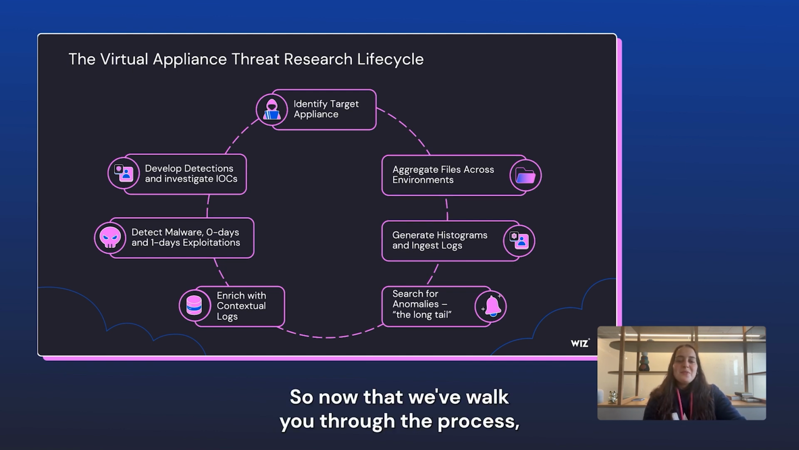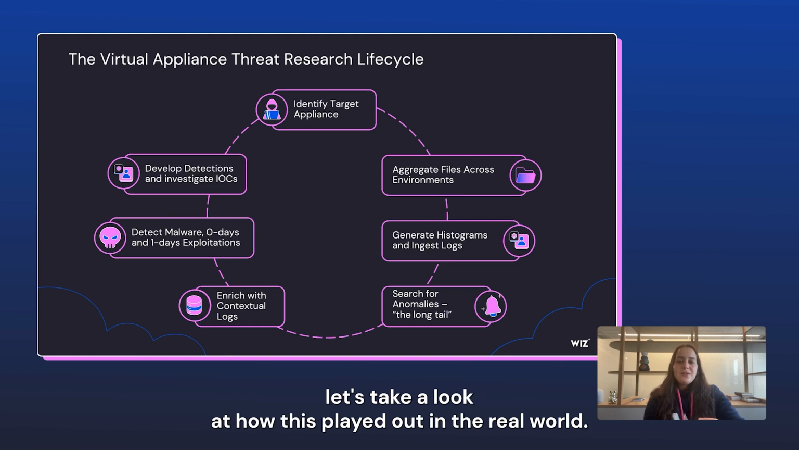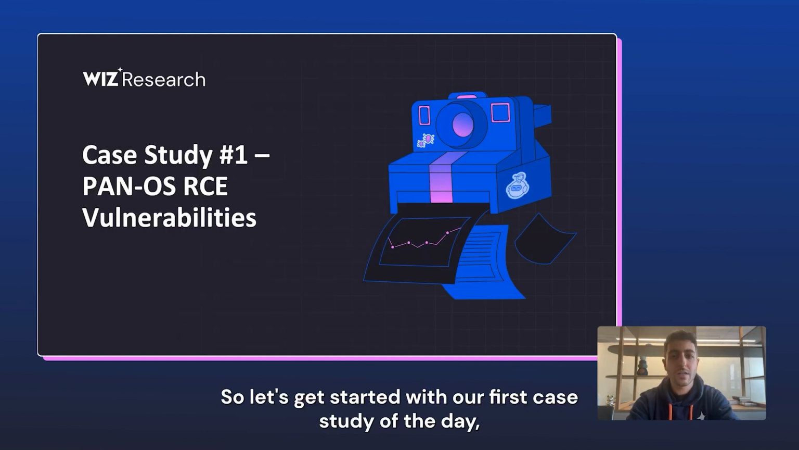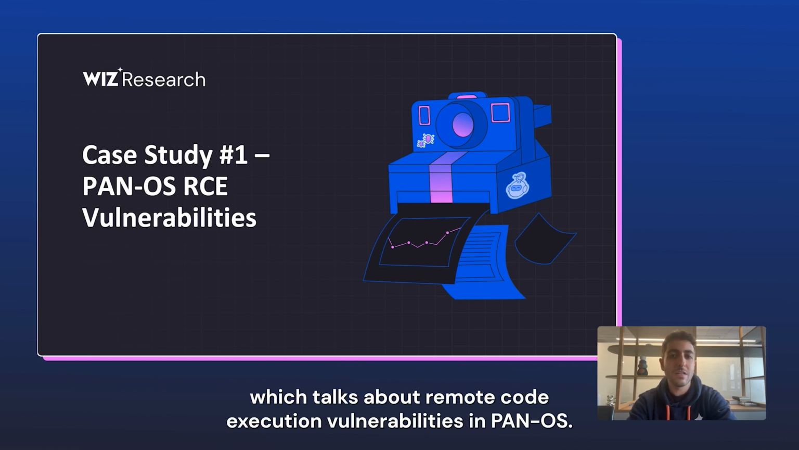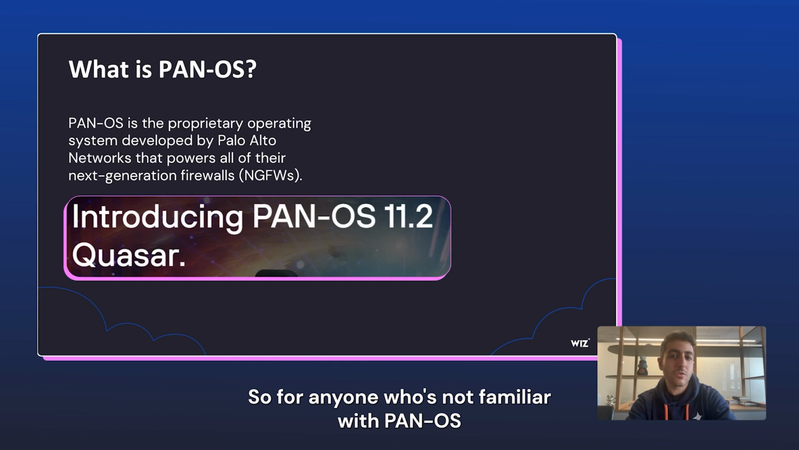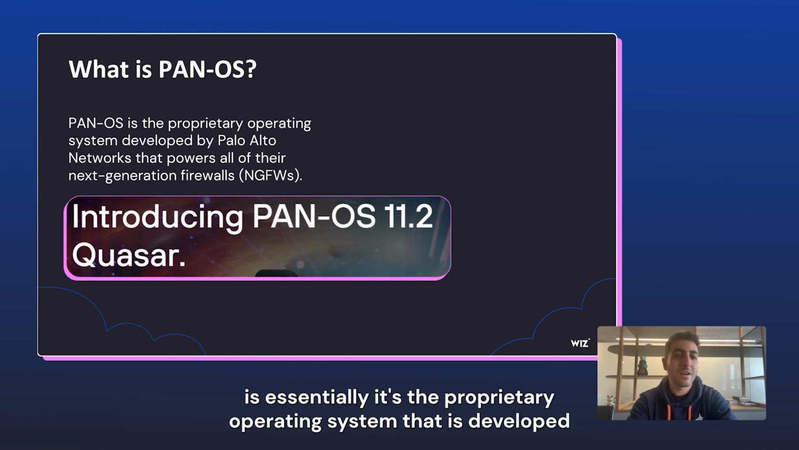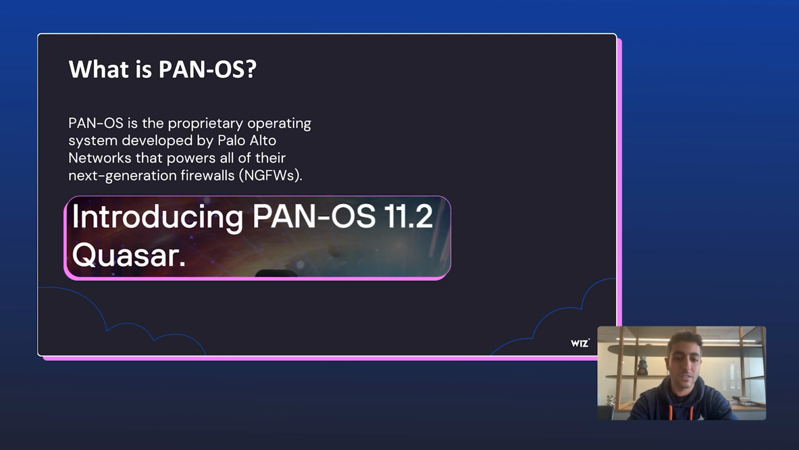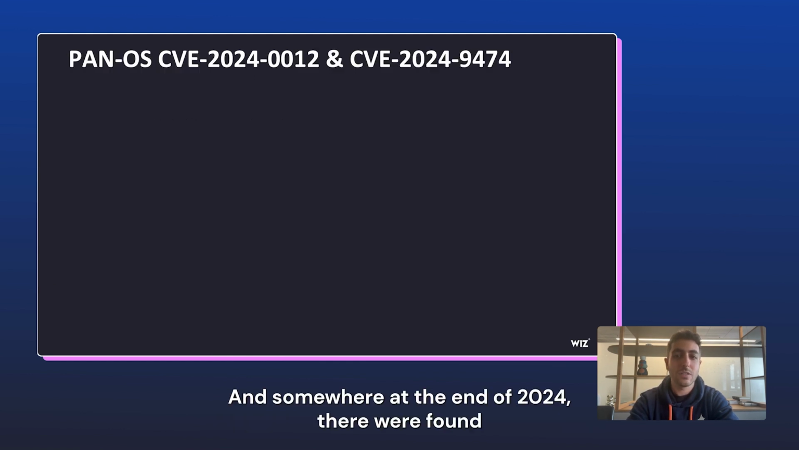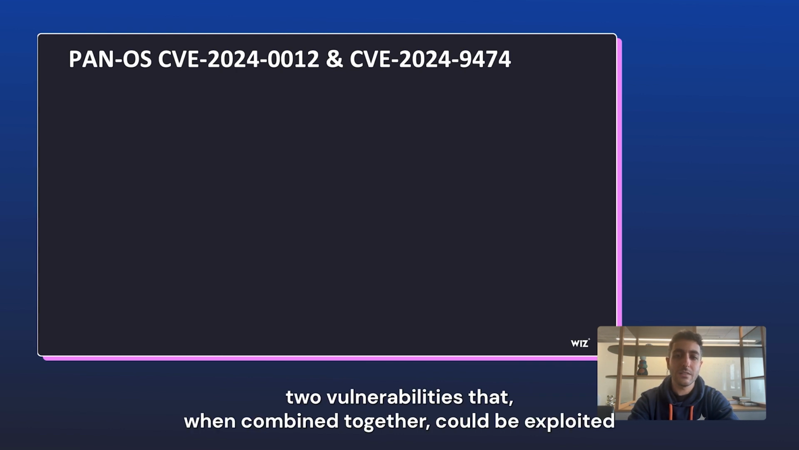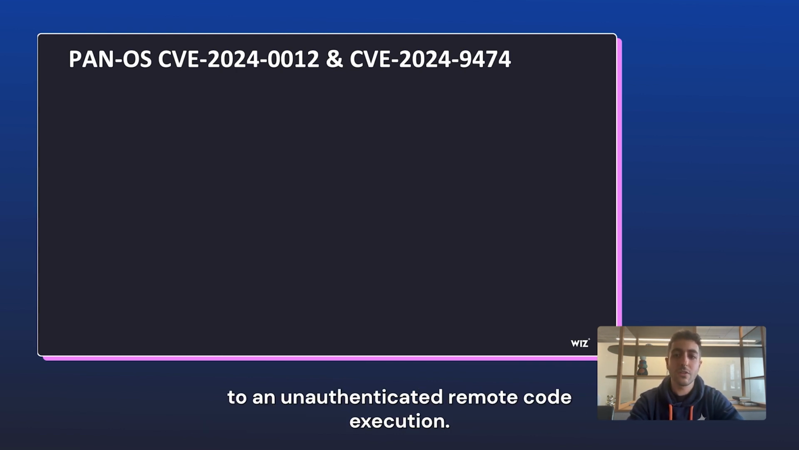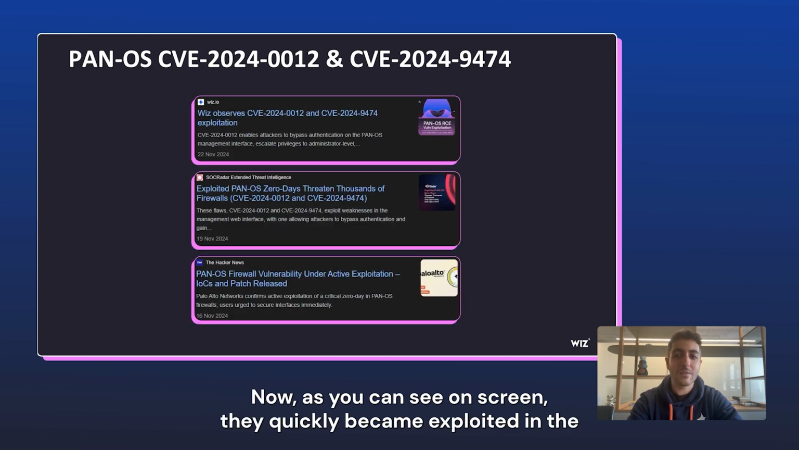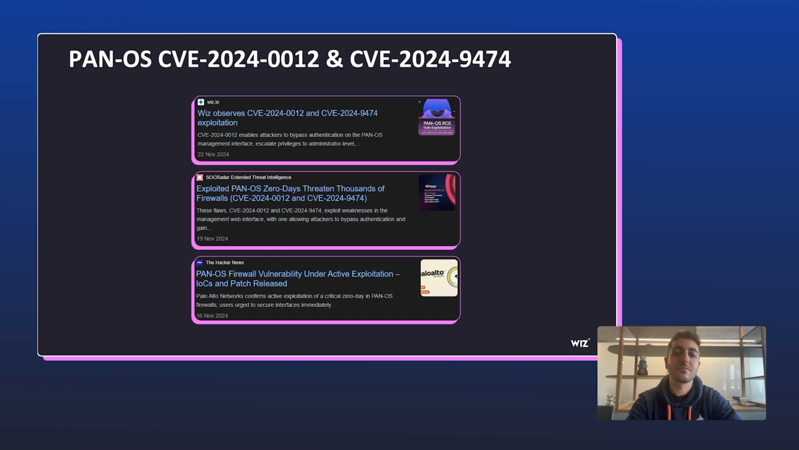Okay, so now that we've walked you through the process, let's take a look at how this played out in the real world. Let's get started with our first case study of the day, which talks about remote code execution vulnerabilities in PAN-OS. For anyone who's not familiar with PAN-OS, essentially it's the proprietary operating system developed by Palo Alto Networks to power their security products. Somewhere at the end of 2024, two vulnerabilities were found that, when combined, could be exploited for unauthenticated remote code execution. As you can see on screen, they quickly became exploited in the wild by attackers.